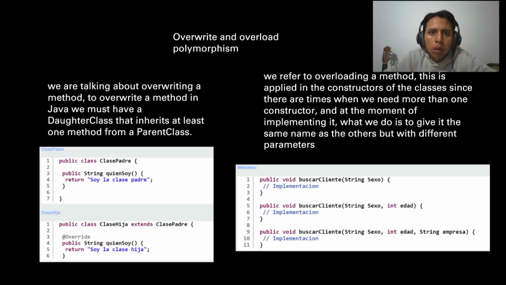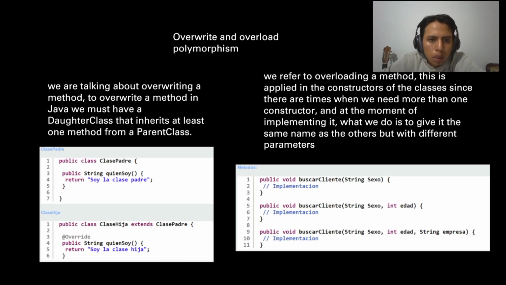Override and overload polymorphisms. We are talking about overriding a method. To override a method in Java, we must have a daughter class that inherits at least one method from the parent class. In this example, it's possible to see in the first code, in line 1, the code public class clase padre, and it continues with a method public String quien soy and returns soy la clase padre.